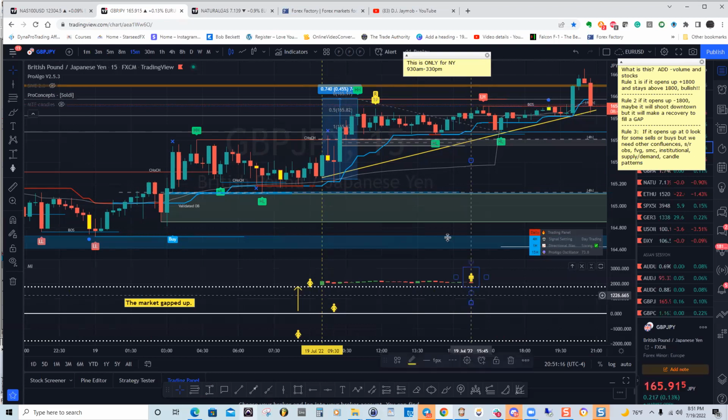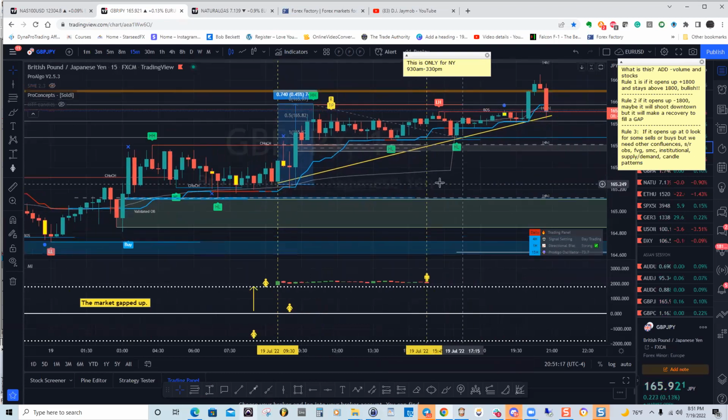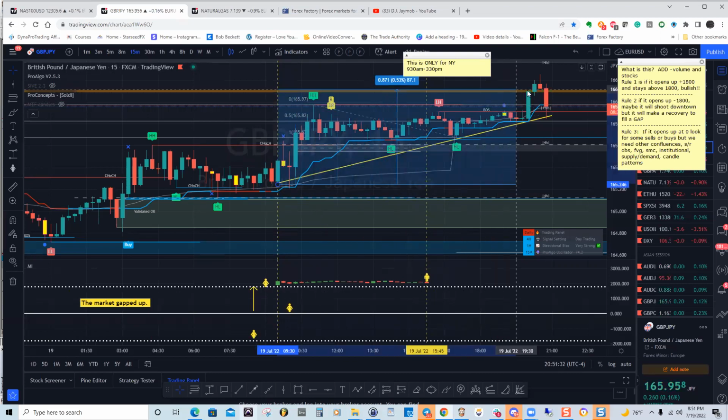So this would have been, you'd have stayed in a trade from 9:30 to 3:30, and you would have got all these pips. You would have had some drawdown here and there, and some retracements, that type of thing, pullbacks, I'm going to call it. But you could have stayed in the trade. You could have swung this trade all the way up here.